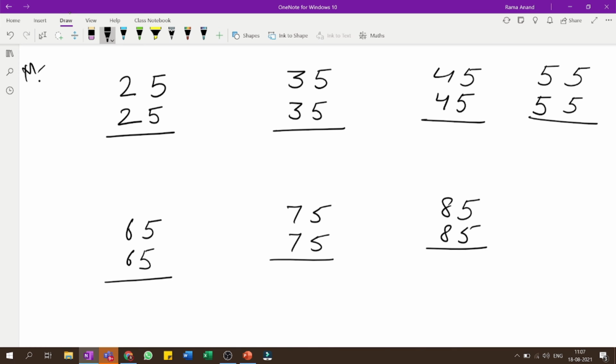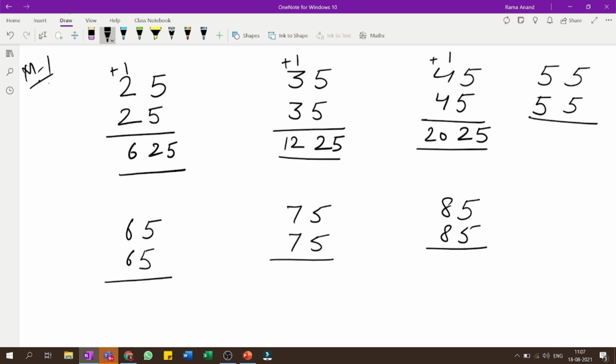So let's do all the sums fast, quickly. 5 into 5 25 and 2 plus 1 3, 3 into 2 6. This is my answer. 35. 5 into 5 25. 3 plus 1 4. 4 into 3 12. This is my answer. Again 5 into 5 25. 4 plus 1 5 and 5 into 4 20. Answer. 5 into 5 25. 5 plus 1 6. 6 into 5 30. This will be my answer. So this is the method 1 where the sum of the digits at unit place is 10 and the digits on the tens place are same.